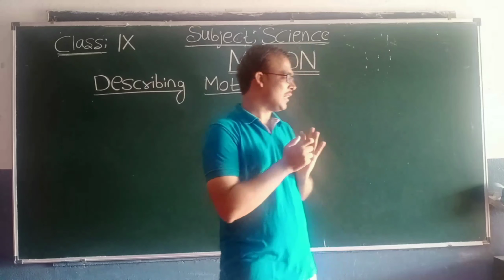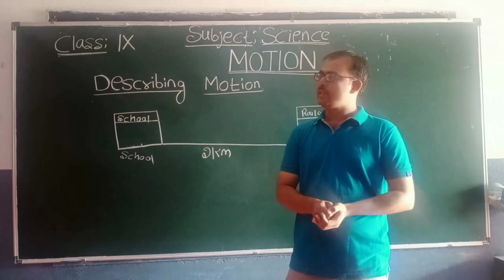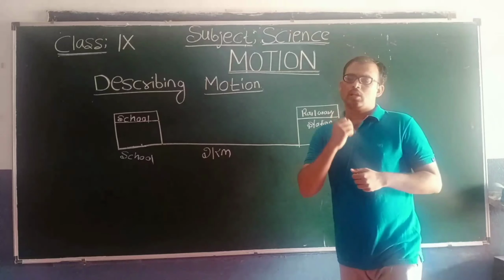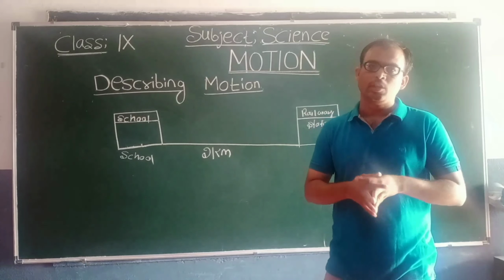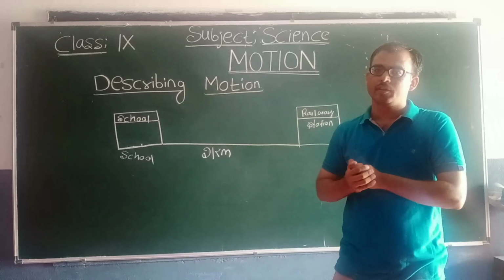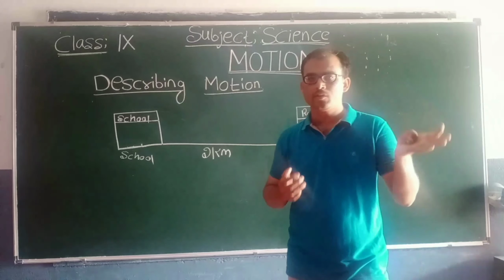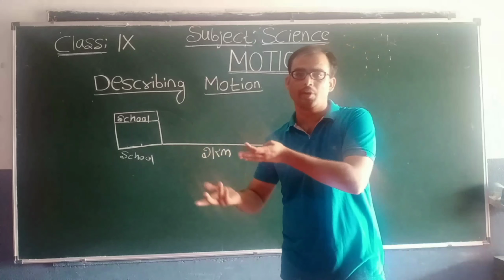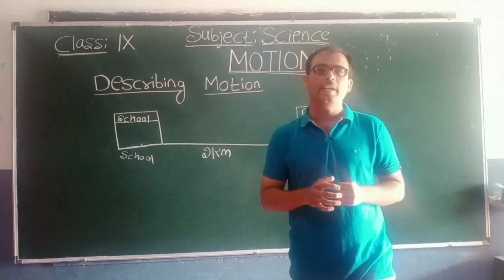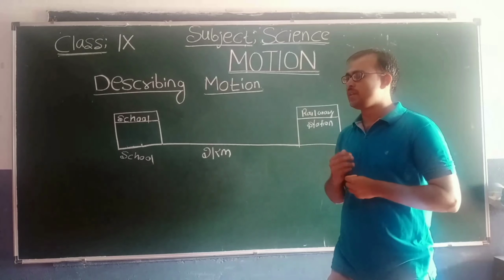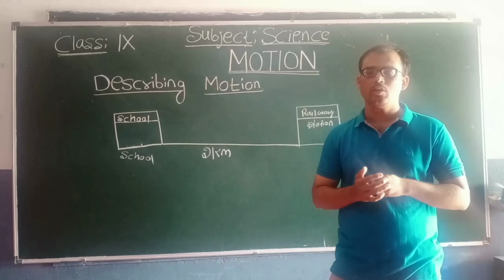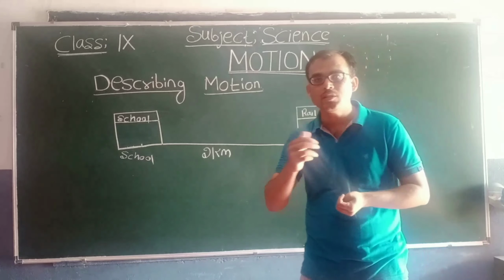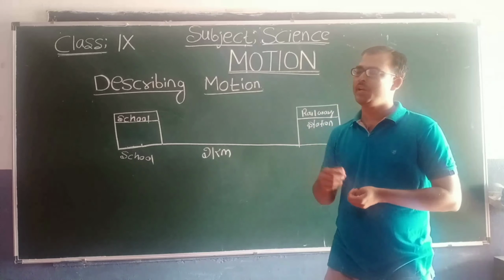For this, let us take an example of describing the position of an object. If someone asks you where your school is, you cannot say that our school is 2 kilometers in the north, or 2 kilometers in the south. If you say this, they will ask you: from where is it 2 kilometers?